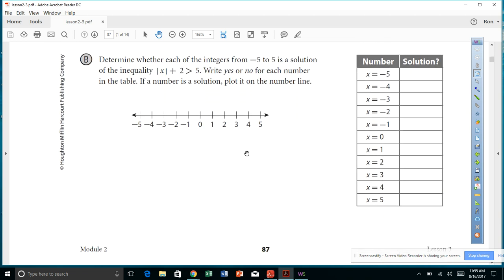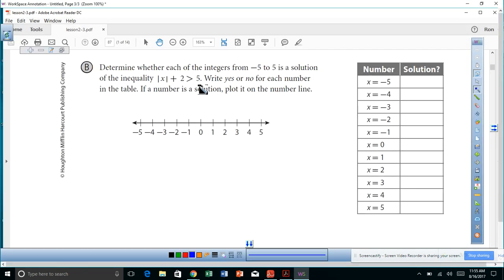B, determine whether each integer from -5 to 5 is a solution of the inequality. The absolute value of x plus 2 is greater than 5. Okay, so what's the difference between A and B? Well, A was less than and B is greater than. All right, so we're going to do the same thing we did a minute ago. -5. The absolute value of -5 is 5. 5 plus 2 is greater than 5. So that is a yes. -5 works.